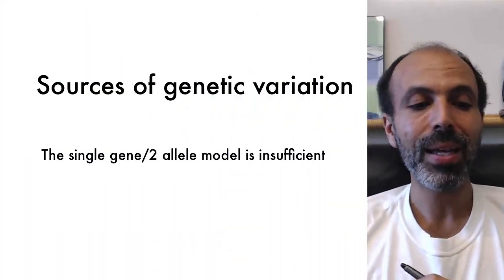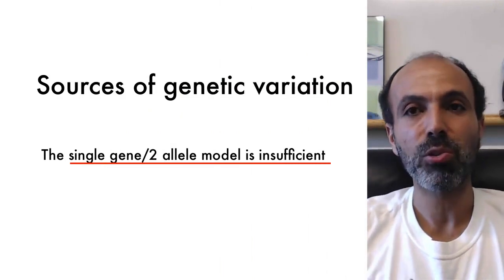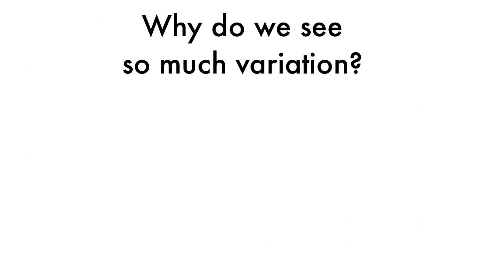Well, the answer is that the simple single gene, two allele model is actually not sufficient for explaining the variation that we see out there. And in this lecture, we'll go over several reasons why that's the case. We'll focus on 5 particular things. But the big question that I want you to think about to start with is why do we see so much variation in traits?